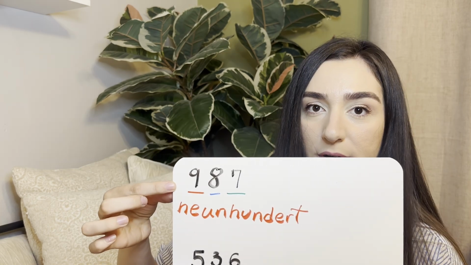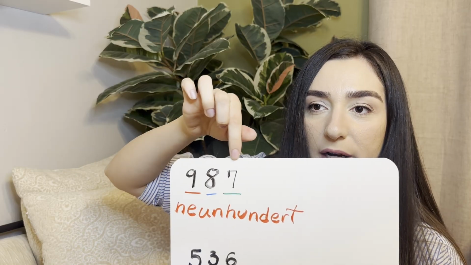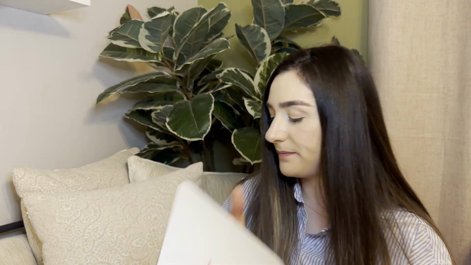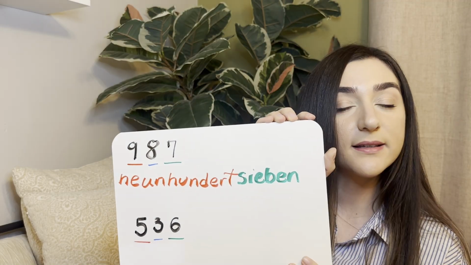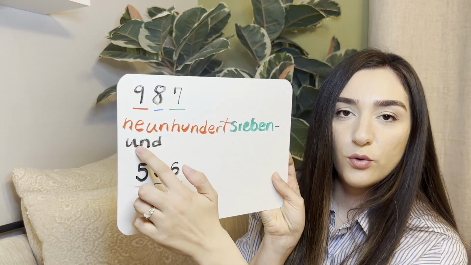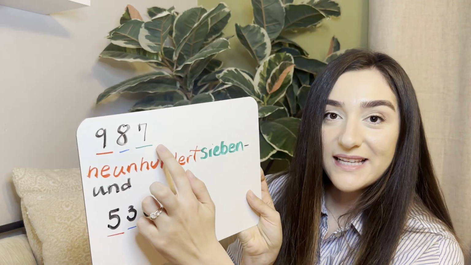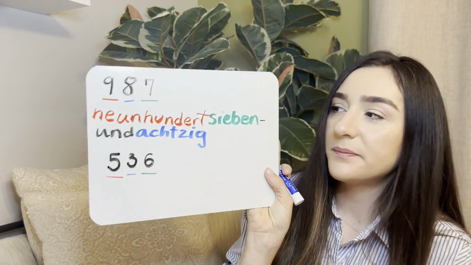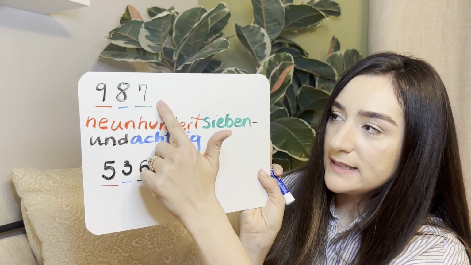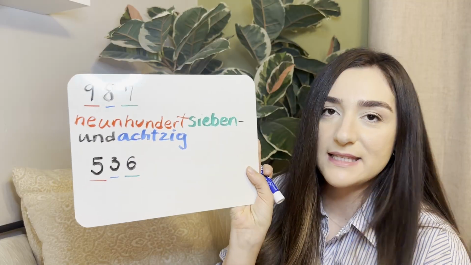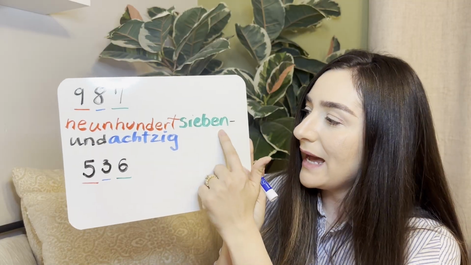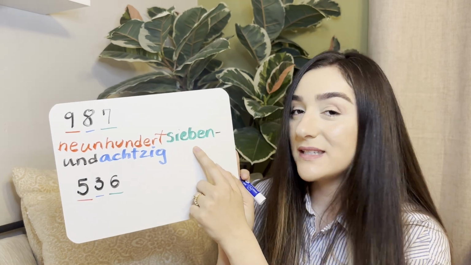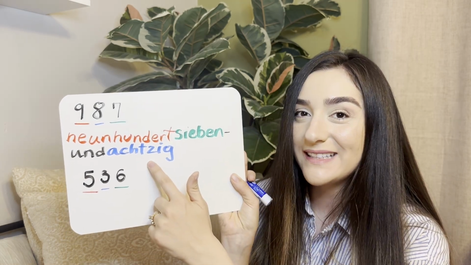For the number 987, what do we start with? 900. What's the next number I have to look at? Number 7. What goes next? The word und. Und goes next. And last, the word 80. Achtzig. 987. Why did I not have to cut the en on the word sieben? That's because the word sieben is not right before the ending zig.